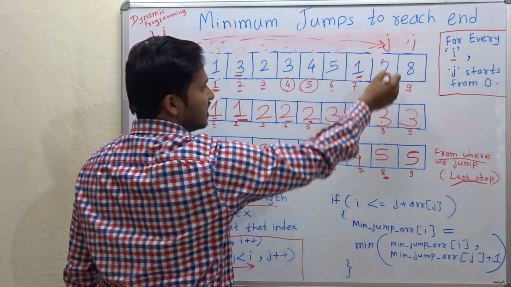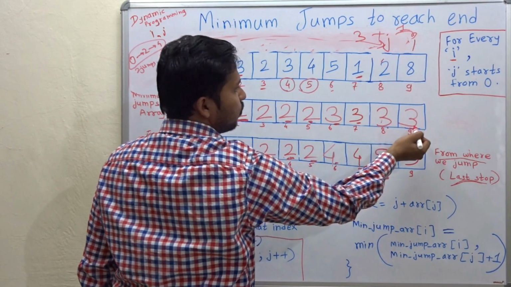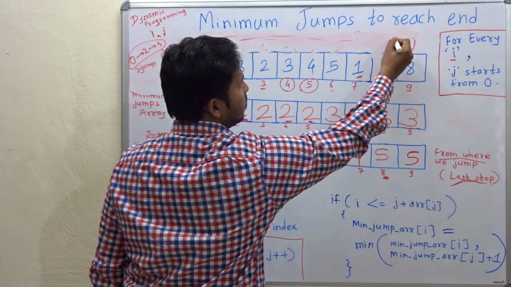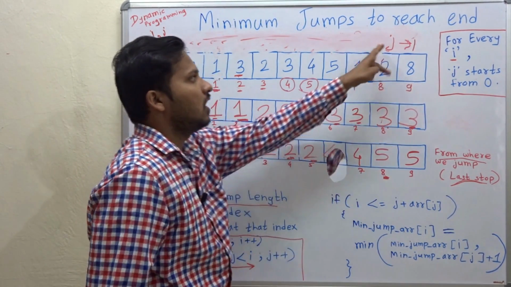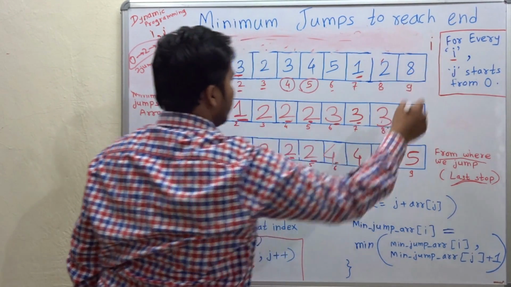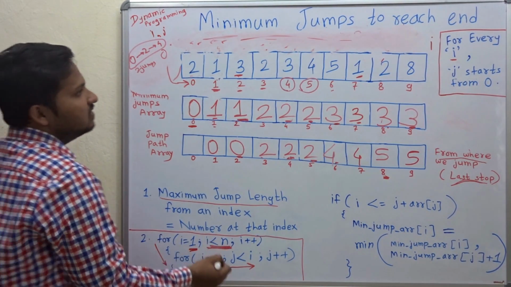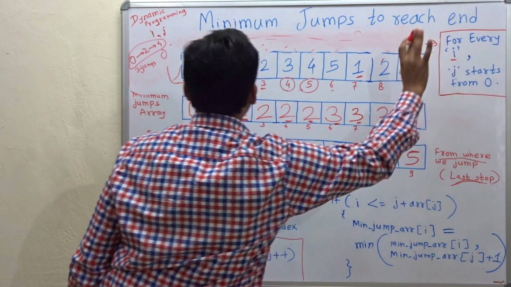So to reach the jth place, 3 jumps plus this 1 jump. 3 plus 1 is 4, but 4 is greater than 3. So we don't consider that value. We just keep 3 as it is. Now as j has reached I, you have to increment I, and when I is incremented, I goes greater than n. So the loop ends here.